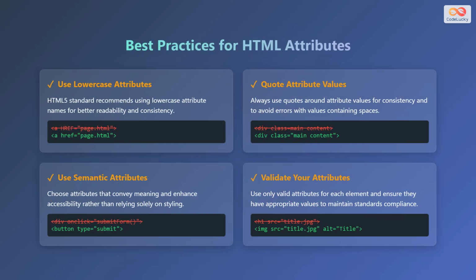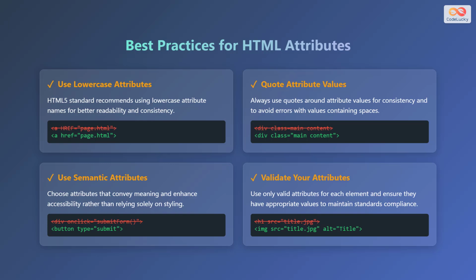Let's learn some best practices for HTML attributes. Use lowercase attributes. The HTML5 standard recommends using lowercase attribute names for better readability and consistency. Quote attribute values. Always use quotes around attribute values for consistency and to avoid errors with values containing spaces.